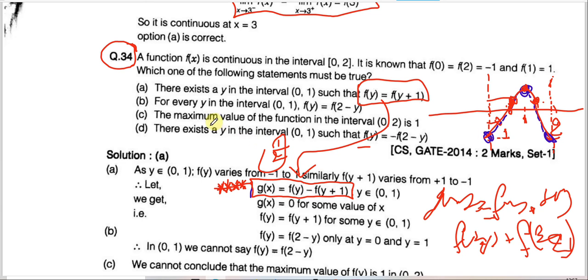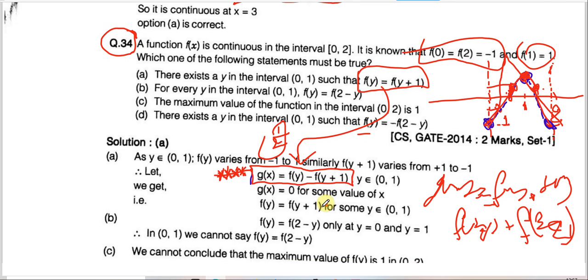And now for this option C, the maximum value is 1 in 0 to 2. In 0 to 2, maximum value is 1. We cannot say like that, because it is only saying that the function value is -1 and f of 1 is 1. So we can make the graph like this also. This limit is satisfied also. So it is also not possible, it means it's not sure.